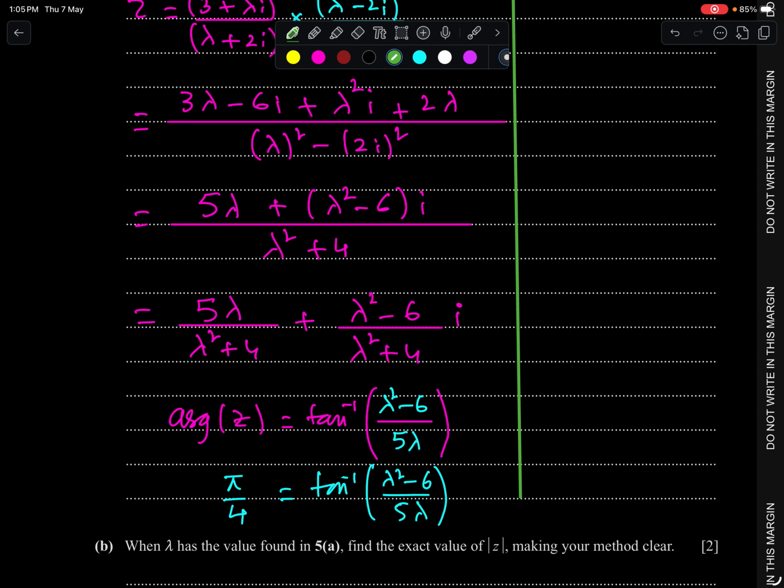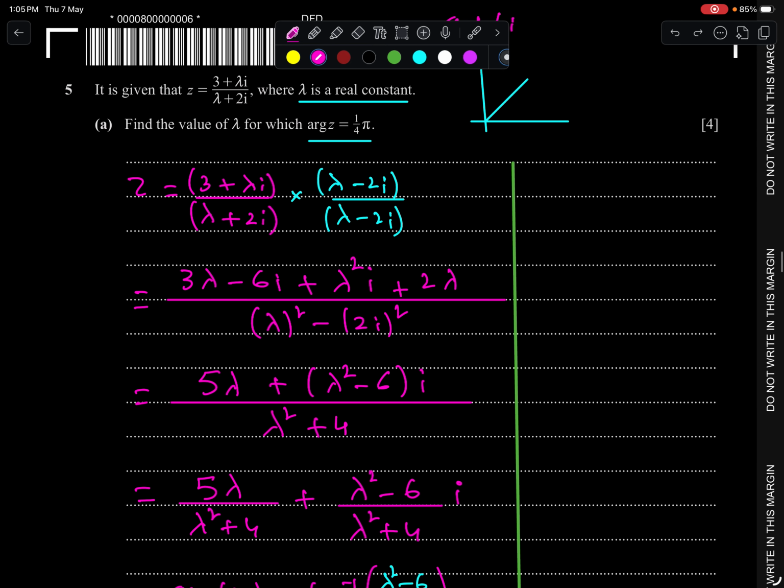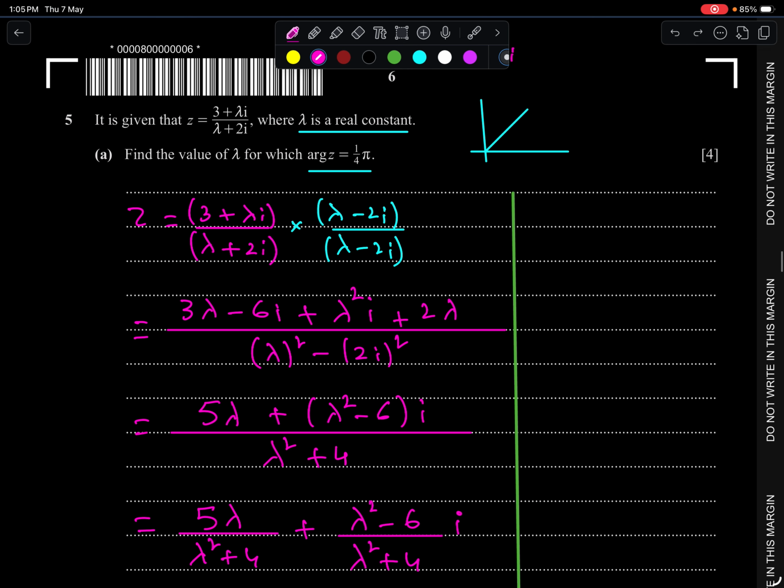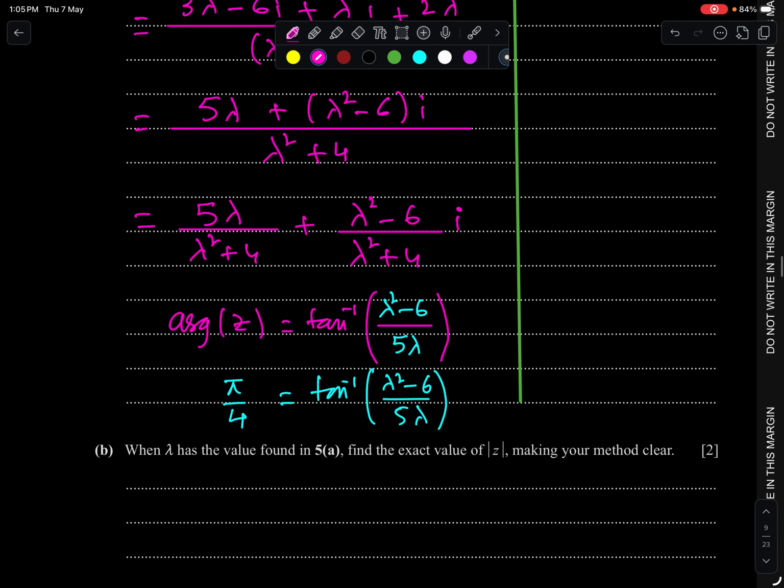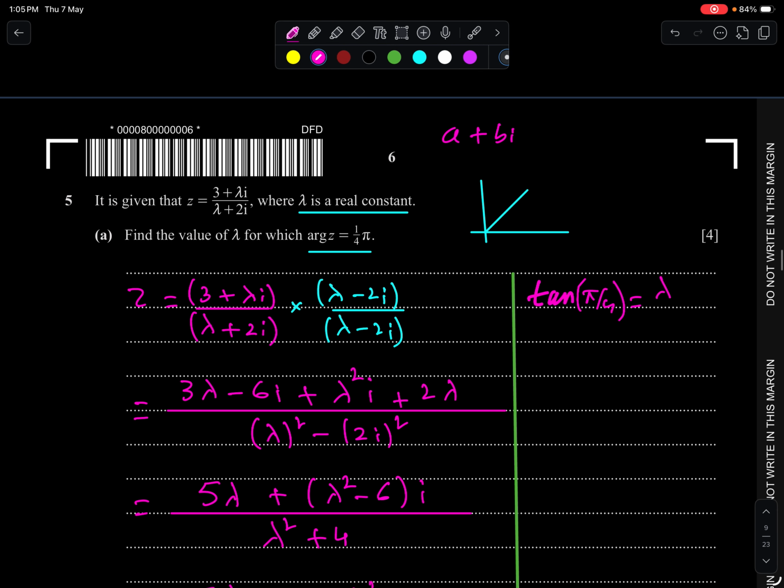Alright, so bring this tan inverse here. When we bring tan inverse on the right side, we will get tan pi by 4 on the left side, and lambda square minus 6 upon 5 lambda is copied. Tan pi by 4 is 1, so lambda square minus 6 divided by 5 lambda equals 1. Get the quadratic equation.